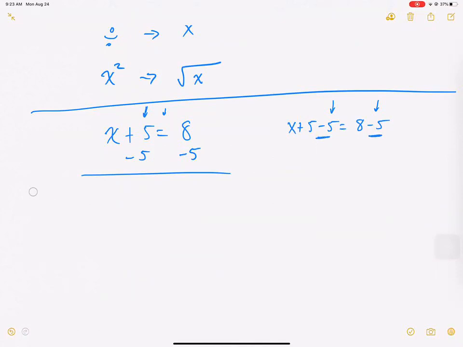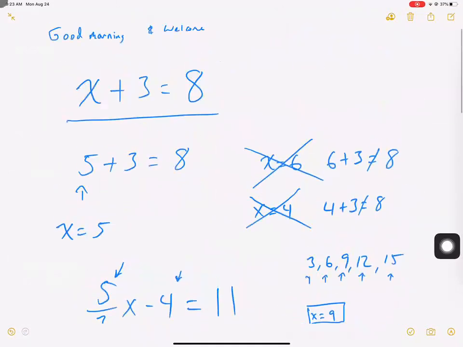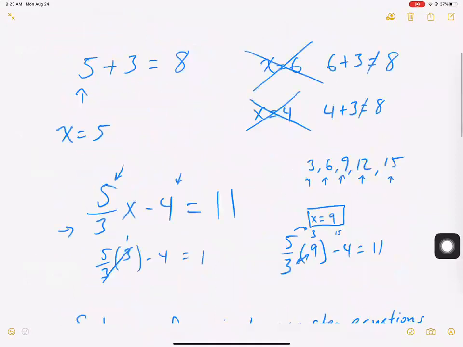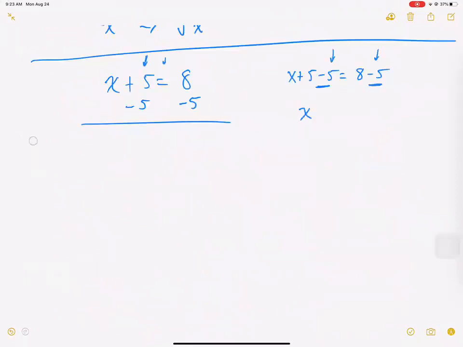One thing you notice about the right side is that it is kind of neat, because I can see 5 minus 5. Doesn't that cancel out and become 0? Great. And isn't 8 minus 5 equal to 3? And that's exactly what happens. x is equal to 3.